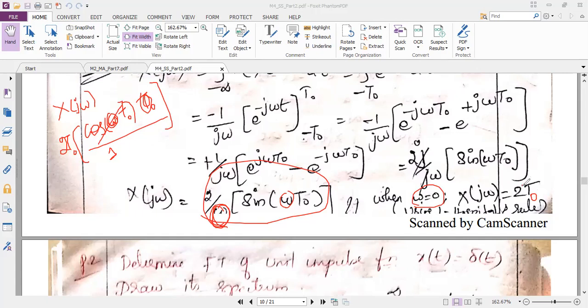In my notes, the subscript naught is missed. T naught, the subscript is missed. So you just write 2 into T naught as the answer. So is it clear, everyone?